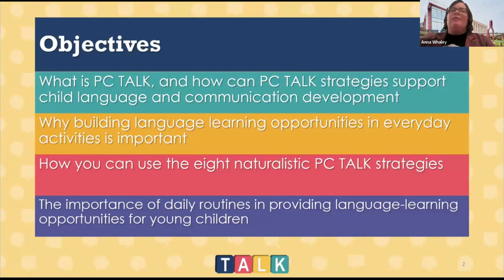The objectives for today: we're going to talk about what PC Talk is and how PC Talk strategies support child language and communication development, why building language learning opportunities in everyday activities is important, how you can use these eight PC Talk strategies, and the importance of daily routines in providing language learning opportunities for young children.